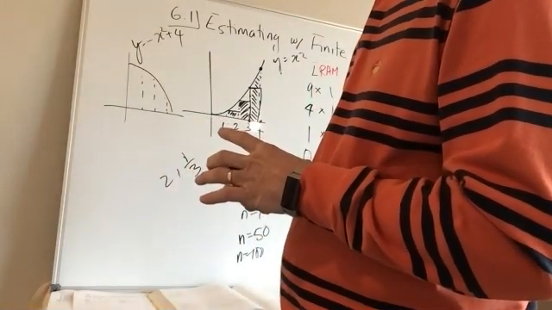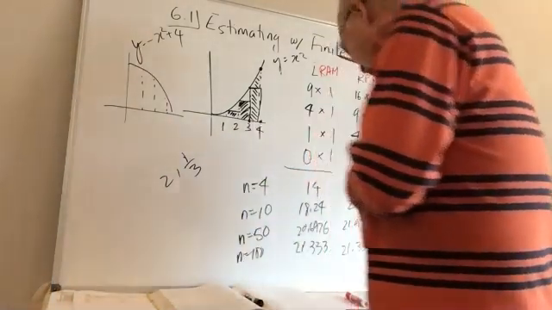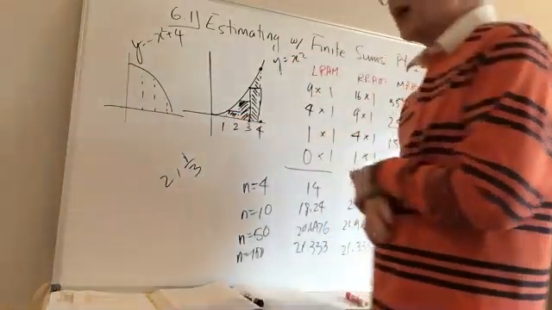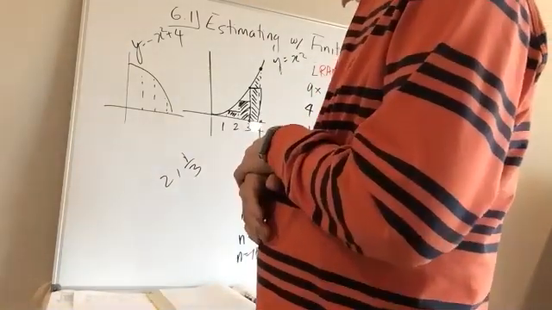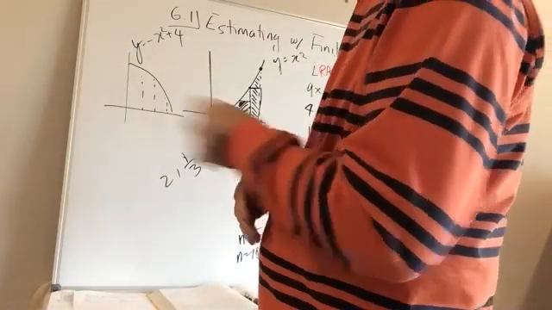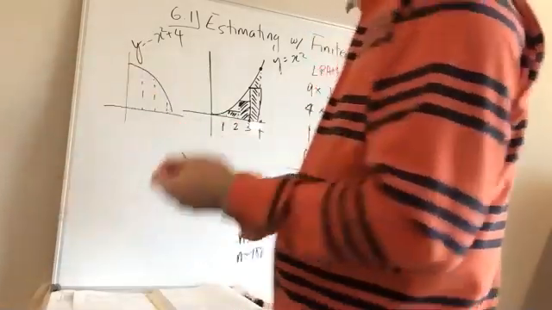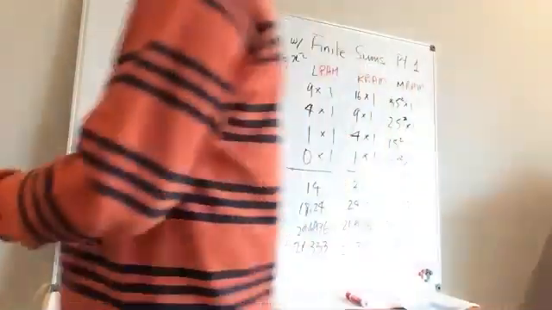Can anybody tell me why sometimes it is overestimating when it's LRAM and sometimes it's underestimating? Well, isn't it just the slope? Kind of, a little more specifically. You're on the right track. Increasing or decreasing? Correct. It's an increasing or decreasing function, right?